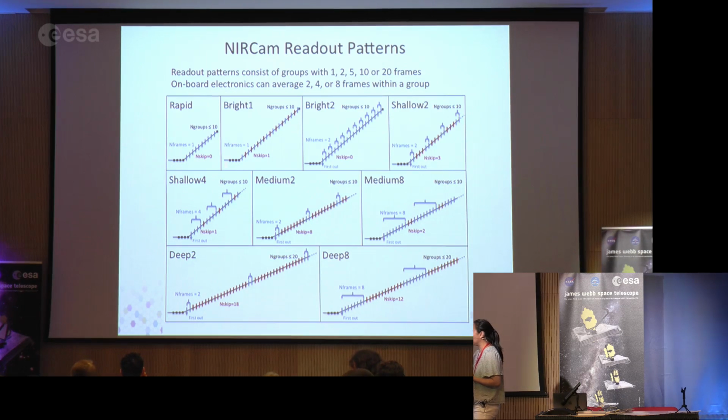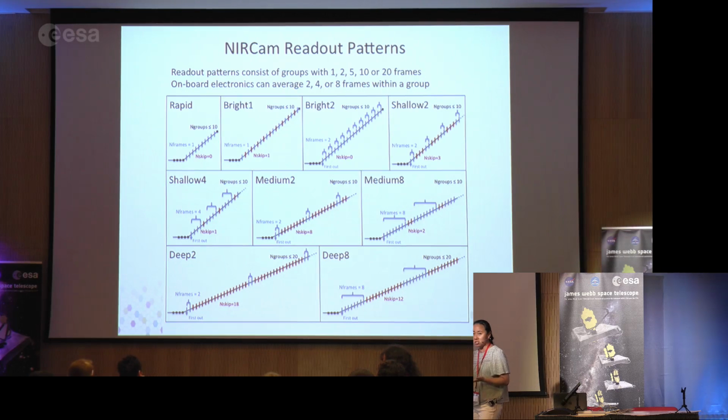You can imagine that the kind of data you would always want to take is in rapid mode. In this case, you would return every frame that was read out by the detector. Remember, these are non-destructive read detectors, so you can save each frame. And then the onboard electronics allow you to average frames together into groups. You can average 2, 4, or 8 frames into a group.